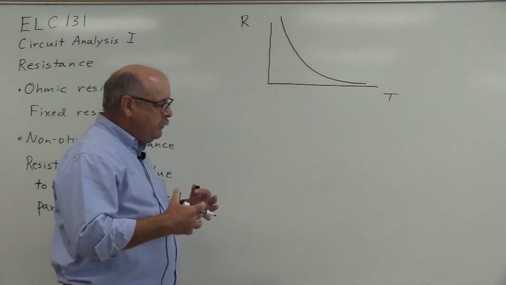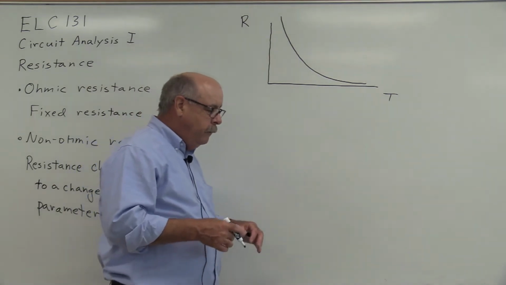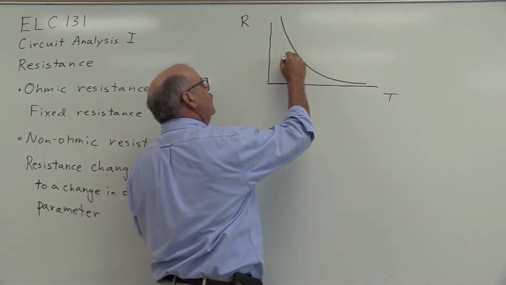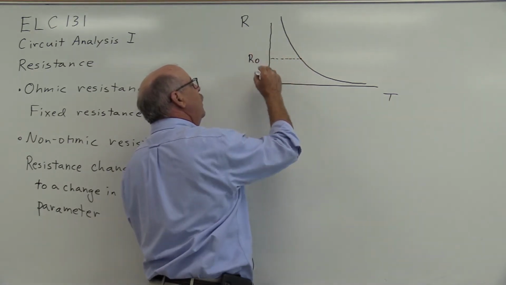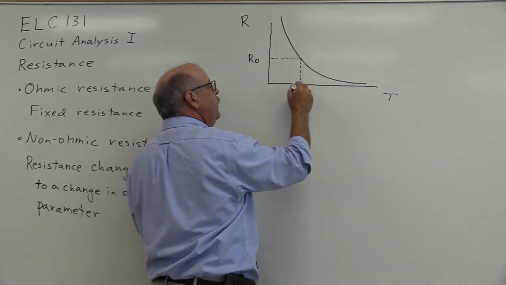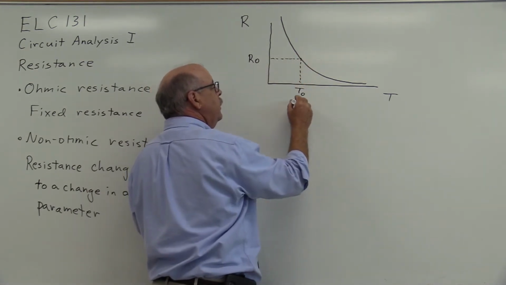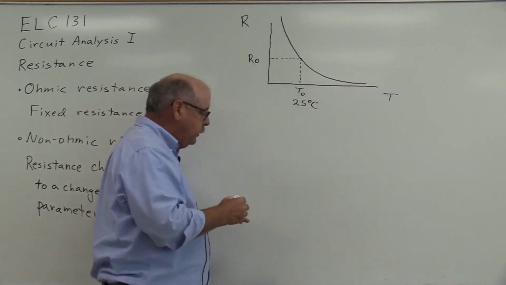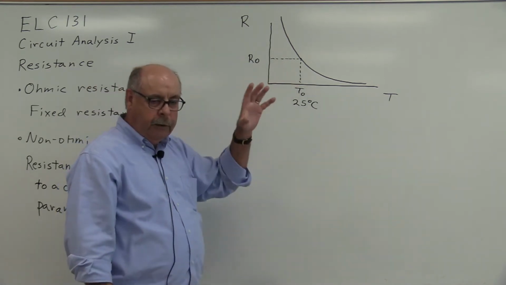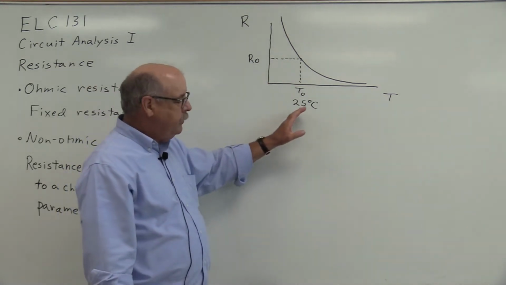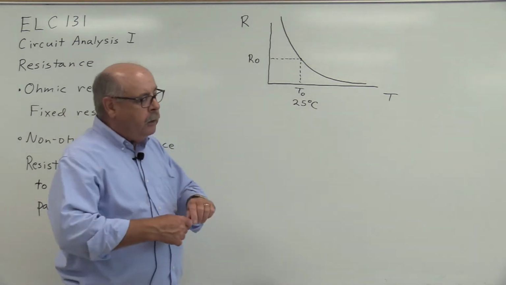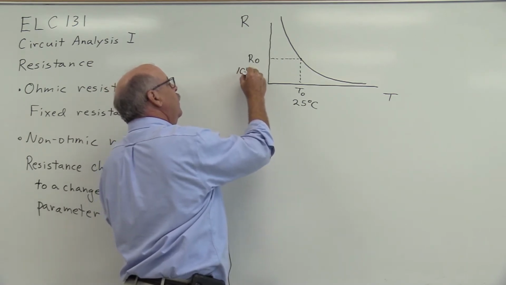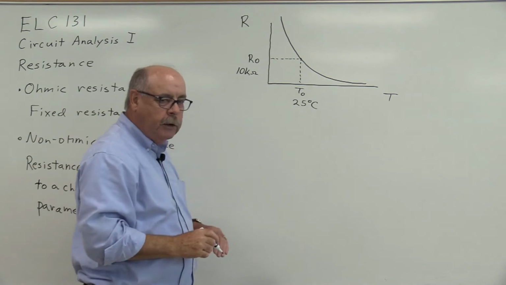Now, when we discuss and quantify the operation of a thermistor, we talk about its resistance, R sub O, at the temperature T sub O, where T sub O is 25 degrees Celsius. And the resistance of the thermistor is just some value depending upon the construction of the thermistor at this particular temperature. The one we're going to look at today has a resistance of 10 k ohms at 25 degrees Celsius.